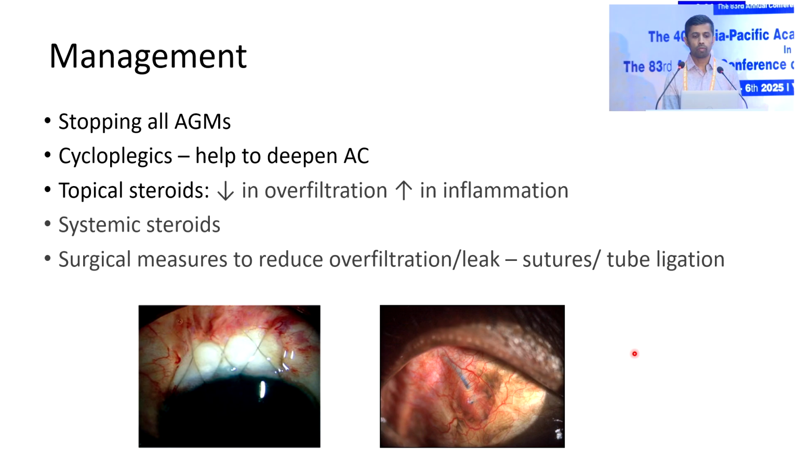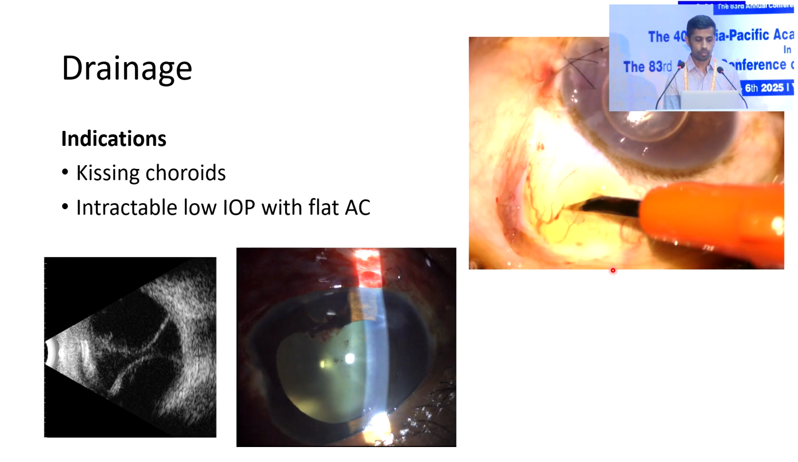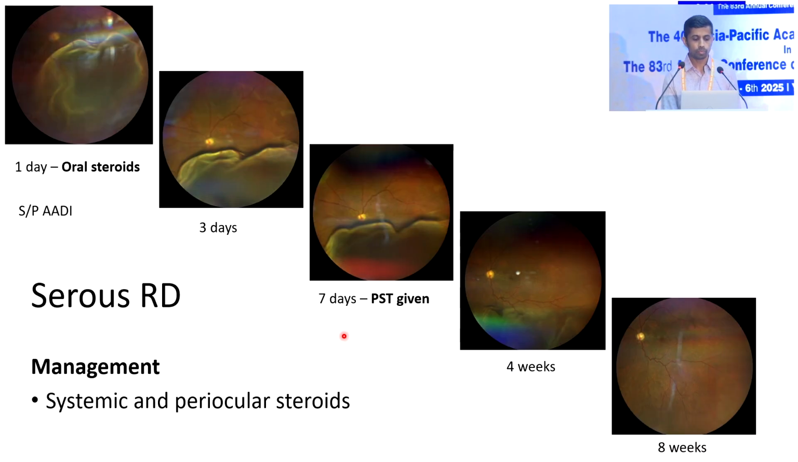Management includes stopping of all anti-glaucoma medications. Cycloplegics help to deepen the anterior chamber. Topical steroids are decreased in overfiltration and increased in inflammation. Systemic steroids are again used for controlling inflammation. We can opt for surgical measures to reduce overfiltration or leak. When is drainage indicated? It is indicated in cases of kissing choroidals, as you can see here, or intractable low IOP with flat anterior chamber.